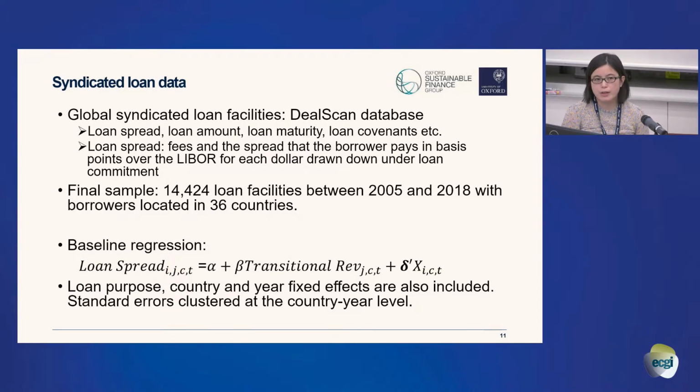And we also use the syndicated loan data from DealScan. In the study, we documented over 14,000 loan facilities from 2005 to 2018 across 36 countries. We ran our baseline regressions at the facility level. We control for both loan level and firm level characteristics, and also control for loan purpose and country effects in our study.